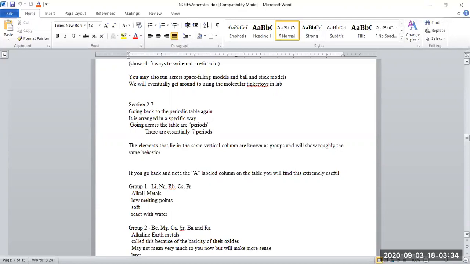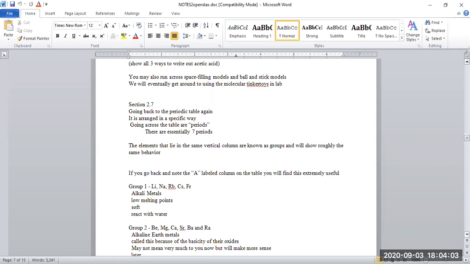Columns in some versions of the periodic table are numbered 1 through 18. In my more preferred version, they are labeled with Roman numerals. The Roman numerals are a way of grouping them that gives you a little more information. They have Roman numerals and then A's or B's.